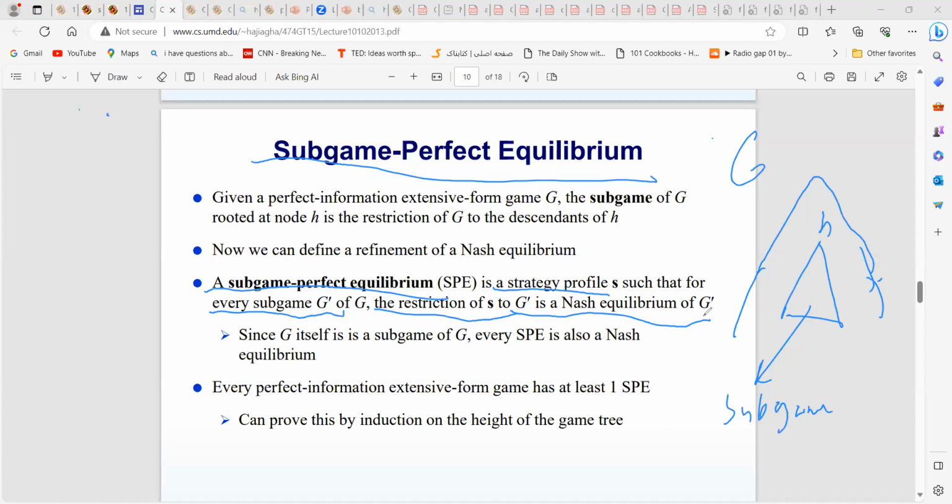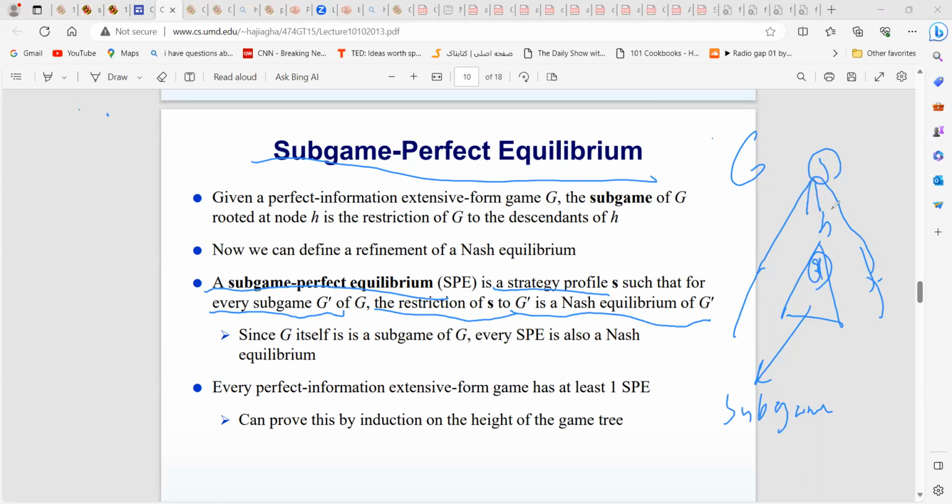So what is the meaning of restriction? What was the pure strategy? The pure strategy for each person was that you take all the nodes where this person appeared, and for each of them, you make some move. Now, you can define the restriction of that to any subtree. For example, here, agent one appears here, and agent one appears here. So when you restrict it to this subtree, it may have several moves here.